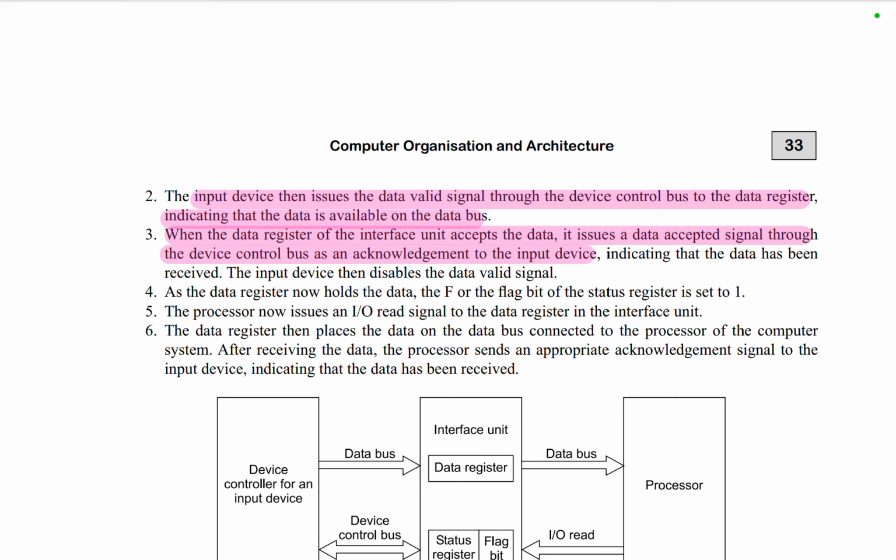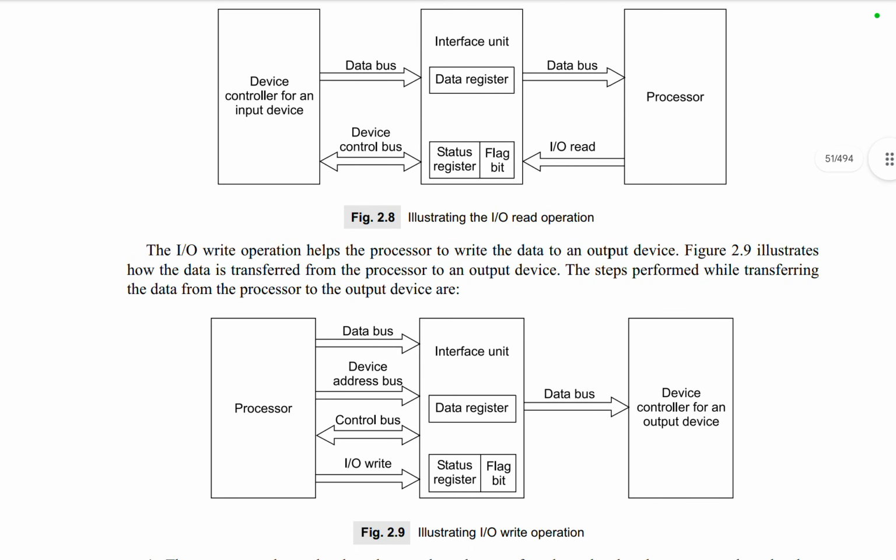When the data register of the interface unit accepts the data, it issues a data accepted signal through the device control bus as an acknowledgement to the input device.